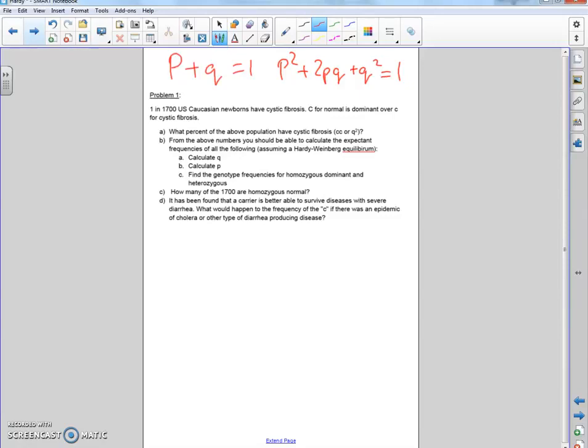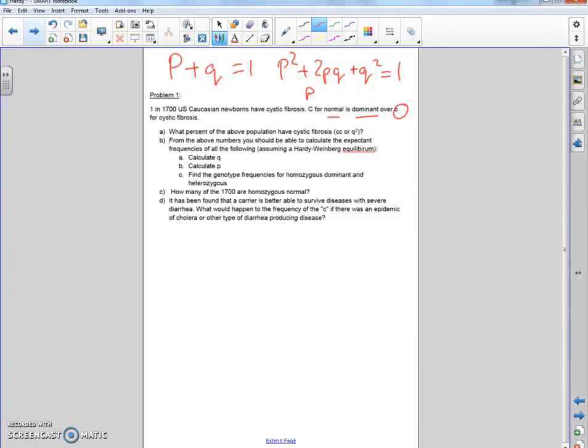Okay, we're going to use both of these typically to solve a genetics problem or a Hardy-Weinberg calculation. This is question 1 on the worksheet, and it's based on real data. We're looking at cystic fibrosis in the US, and they tell us that 1 in 1,700 US Caucasians have cystic fibrosis. The normal allele is dominant over the lowercase, recessive one. Let's have a think about this.